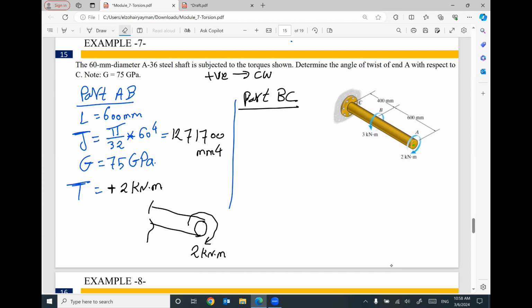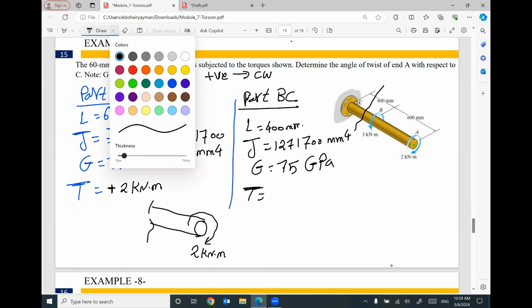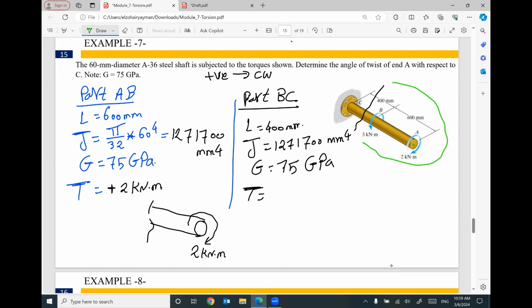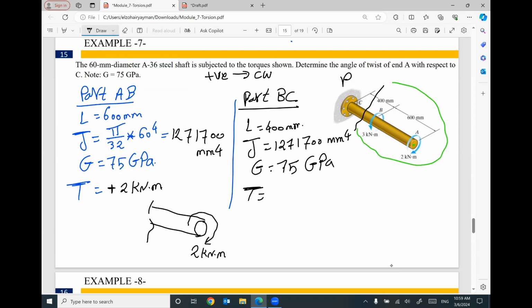What is the length of this part? The length equals 400 millimeter. What is the value of J? It will be 1,271,700 millimeter to power 4. The value of G equals the same value because we have the same material. What will be the value of the applied torque on this part? I'm gonna do a cut, and I'm gonna use the right part because I don't like to work with the reaction at C.